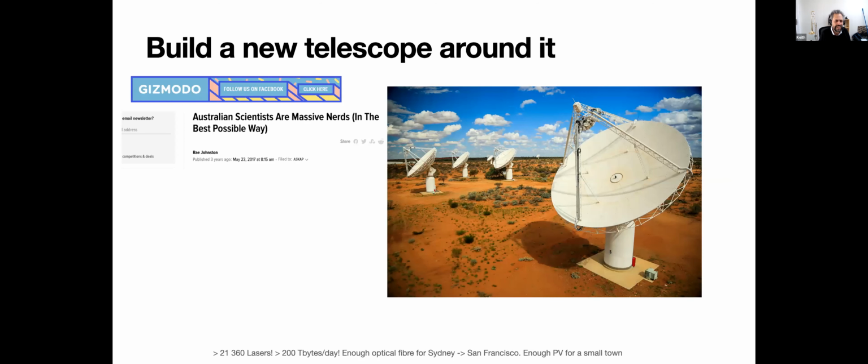Here it is. When I described this telescope to someone at Gizmodo, they described me as an Australian scientist who was a massive nerd. You know, just be careful who you talk to, I suppose. I thought that was a compliment. My family called me a massive nerd. In this machine, there are 21,000 lasers, and it produces 200 terabytes a day, has enough optical fiber to get you from Sydney to San Francisco, and enough photovoltaics for a small town, which I think is interesting as far as sustainability goes, which I'm looking forward to that talk after mine.